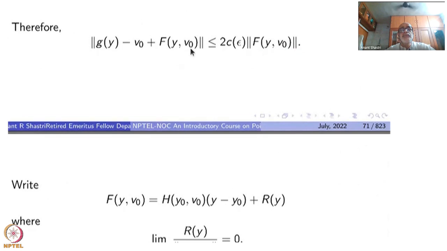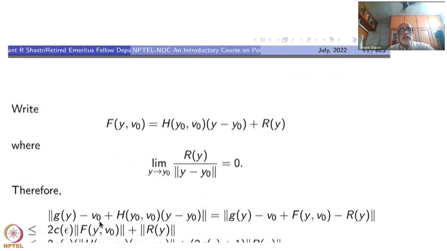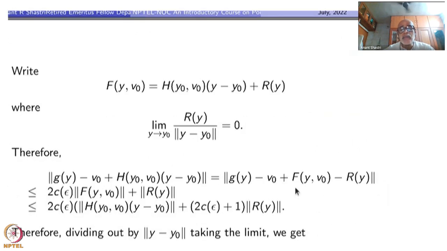Therefore, if you use this in this inequality that we have established, what we get is GY minus V naught plus H of Y naught V naught times Y minus Y naught, this term. Okay. So I replace F by this plus this one. So GY minus V naught is as it is. This term is replaced by F of Y minus RY. Okay. But this part we have already shown is less than twice C epsilon times the norm of F of Y V naught.